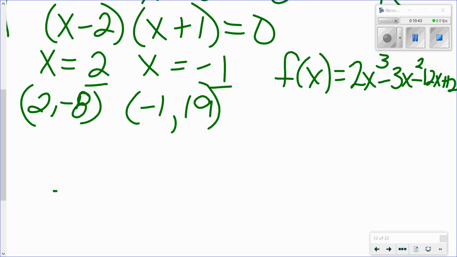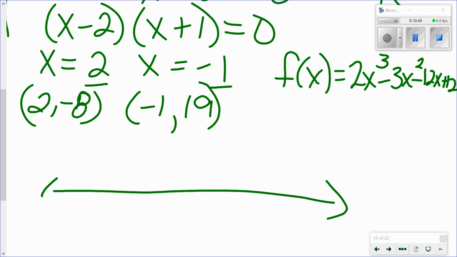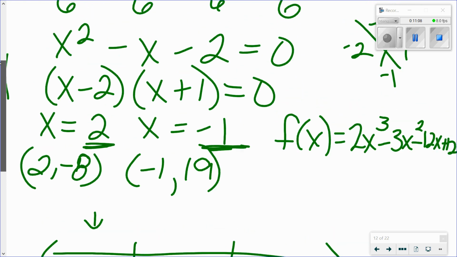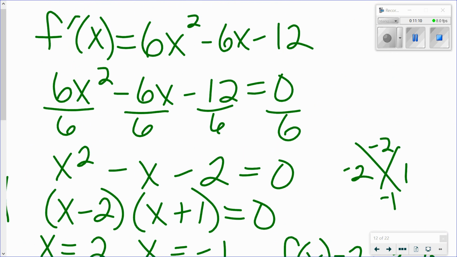We would draw a number line. Okay, our original domain is negative infinity to positive infinity, and we would put these x values on the number line, -1 and 2, in the order that they would appear. Okay, and then I pick a number here. So, and we're going to plug this number into the derivative. So remember, our derivative was this, 6x squared minus 6x minus 12.